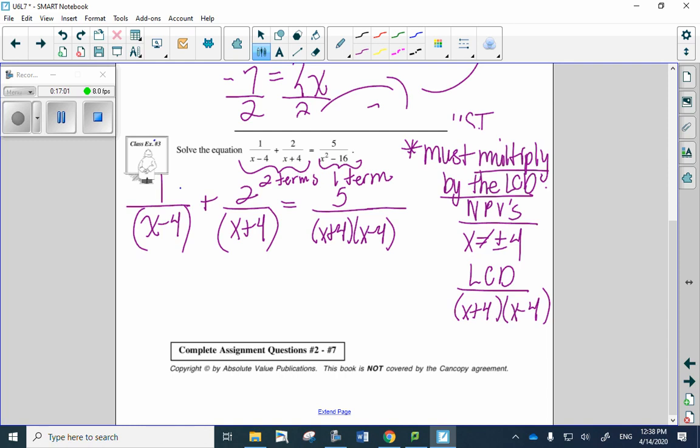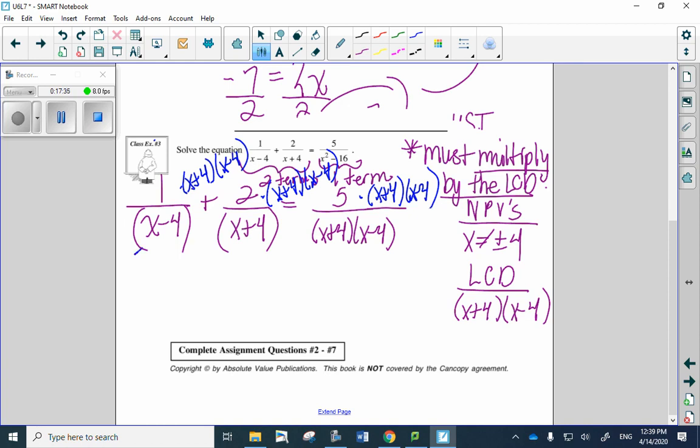So I'm going to multiply this first one by x plus 4 times x minus 4. Okay, we're going to multiply the second fraction by x plus 4 times x minus 4. And we multiply the third one by x plus 4 times x minus 4. Make sure you write this out. Now, do not FOIL or distribute anything until you cancel out the denominators. So go back to this first fraction and think, what can you cancel out?